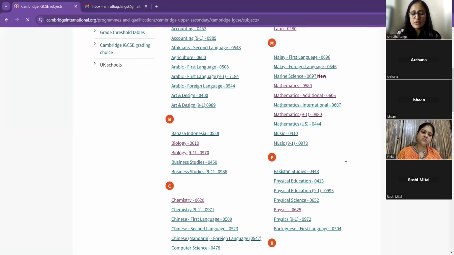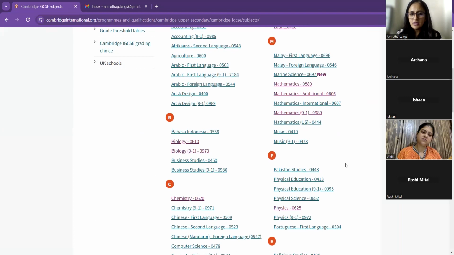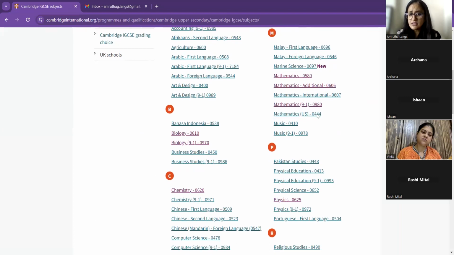Many a times parents have a question that mathematics has a lot of choice. So what is 0580 mathematics? What is additional mathematics 0606? And what is international mathematics 0607? Now there is one more mathematics, 0980, but that is not in India. You have to again check which subject code is available in India. Okay, so that's the reason these codes are given.